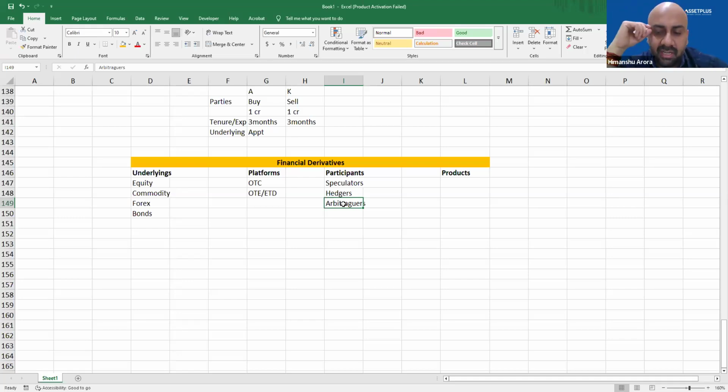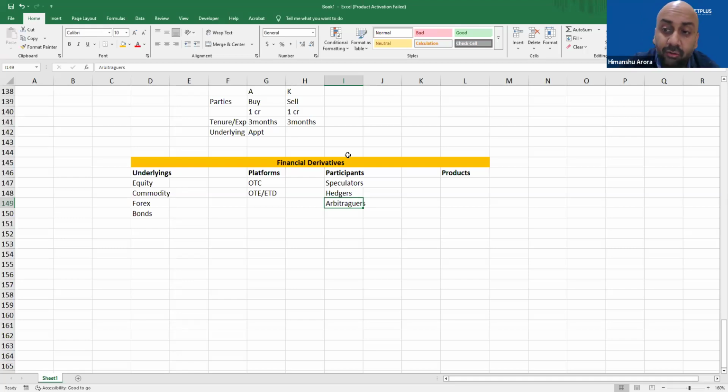If you are new to this subject, write down these 2 thumb rules. Rule number 1. In a derivative contract, both the parties will always have opposite expectations. That means one will feel bullish and the other will feel bearish, like in the previous case.